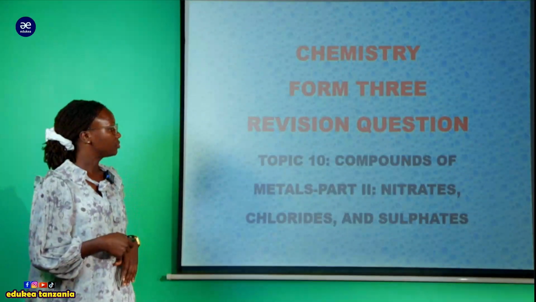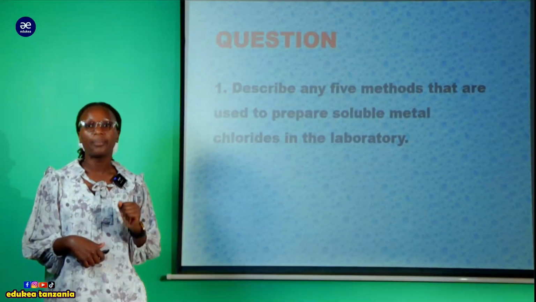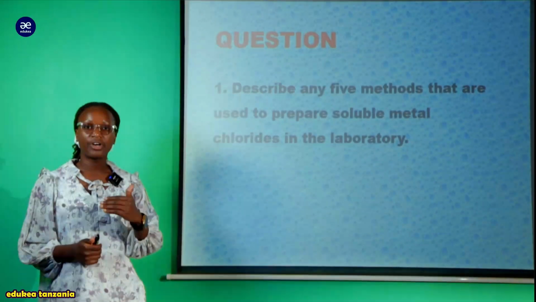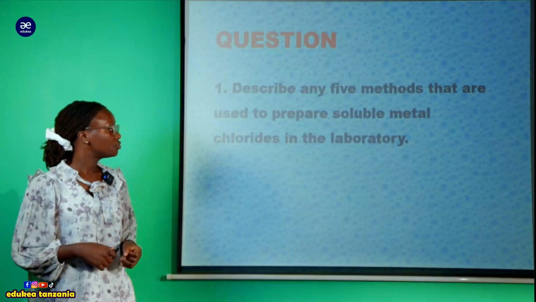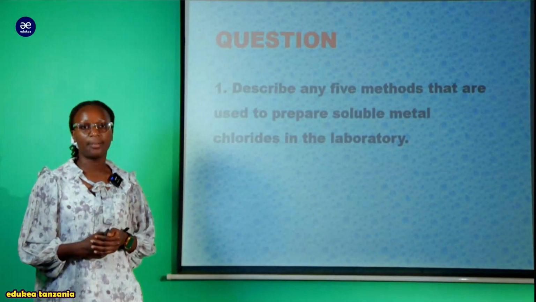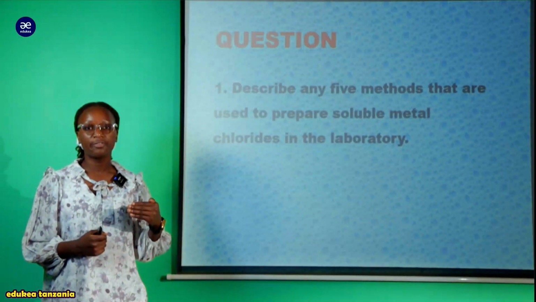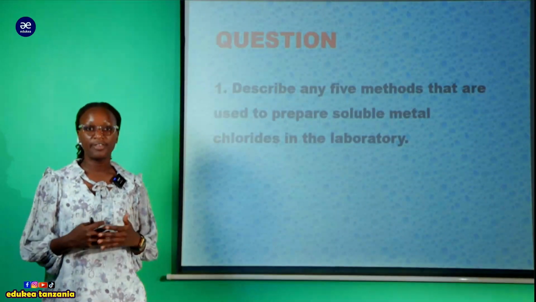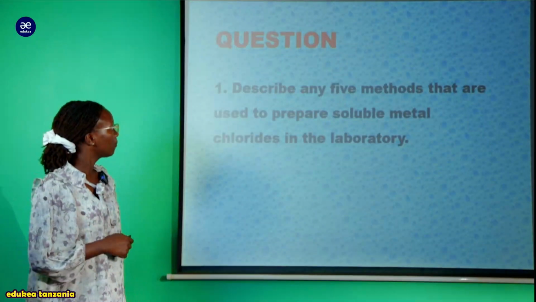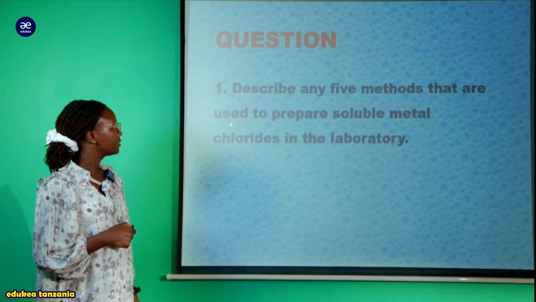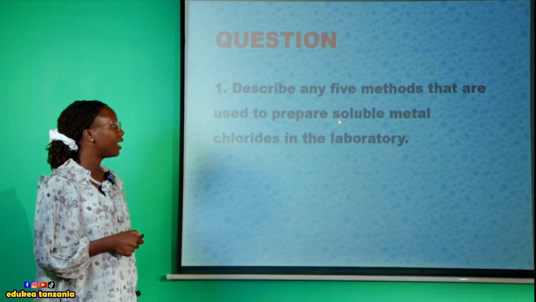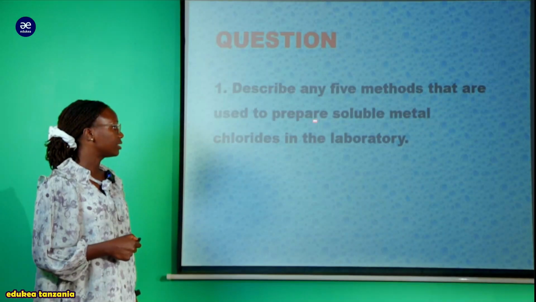Particularly, we're going to start with exercise number 10.1. In exercise 10.1 there are several questions. So today we're going to look at question number 1. Make sure you have a good follow-up in your media so that you can benefit from the series of this discussed question in a clear way. So question number 1 states: describe any 5 methods that are used to prepare soluble metal chloride in the laboratory.